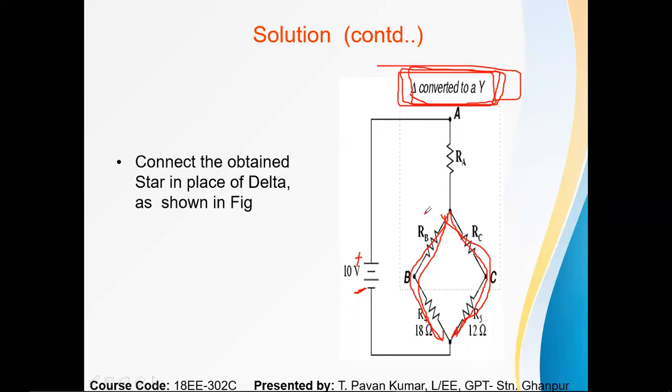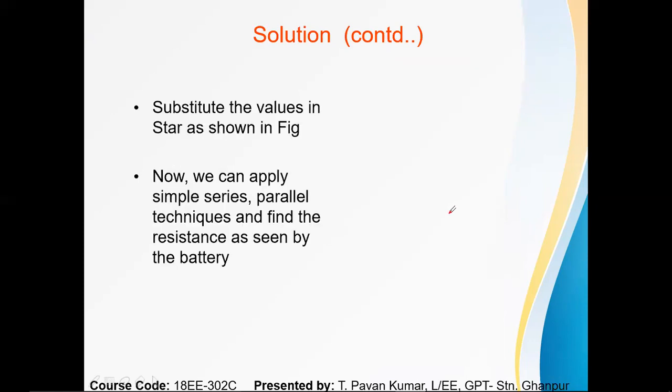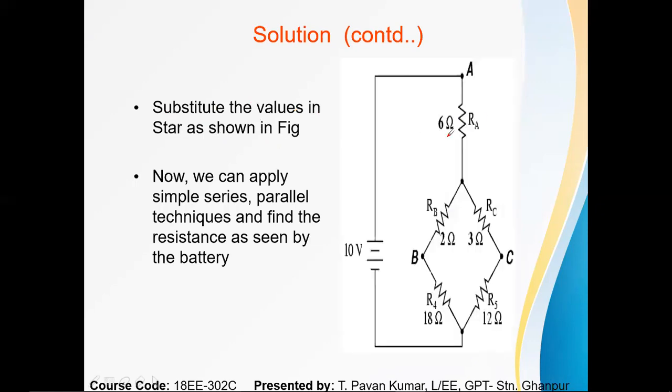So instead of delta, I converted into the star just by making RA, RB, RC. Earlier that connection was RAB, RBC, RCA. Now the connection is RA, RB, RC like that. So after that, substitute the values in star as shown in figure. Now I substitute the values R6, 3 and 2. Now we can apply simple series parallel techniques and find the resistance as seen by the battery.